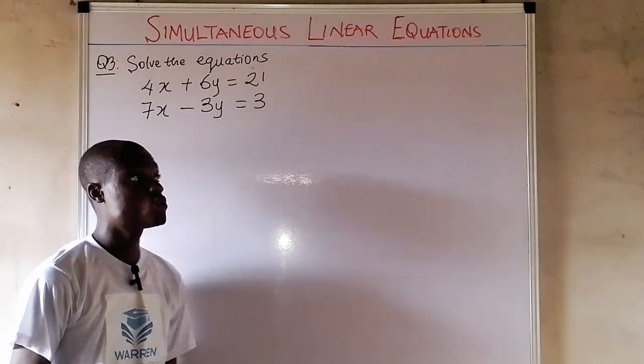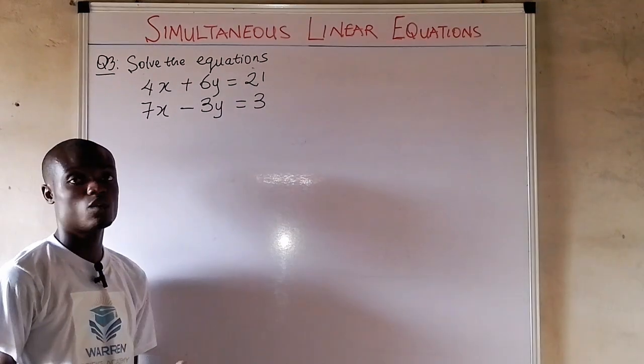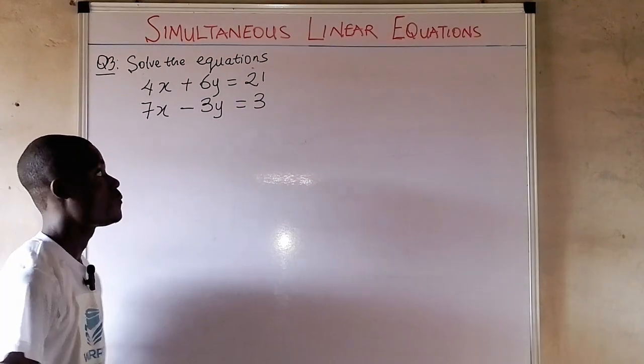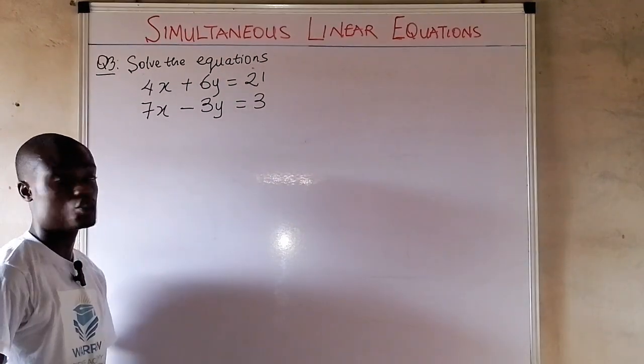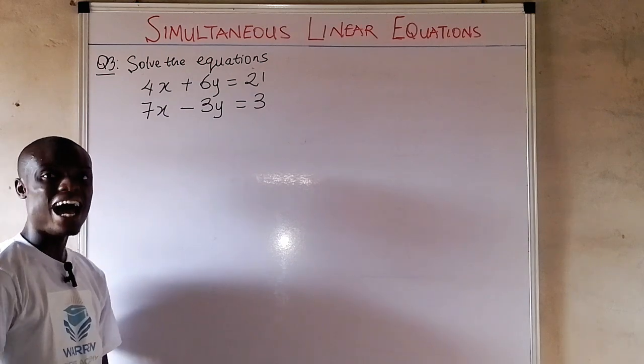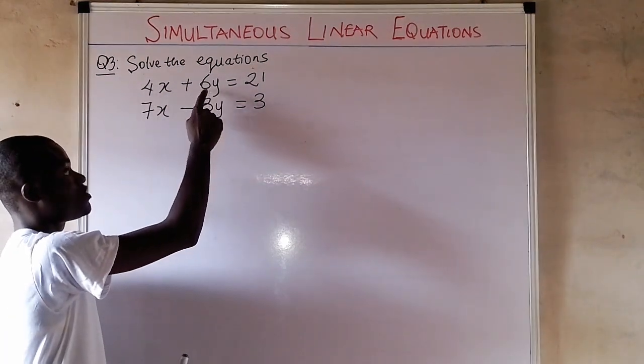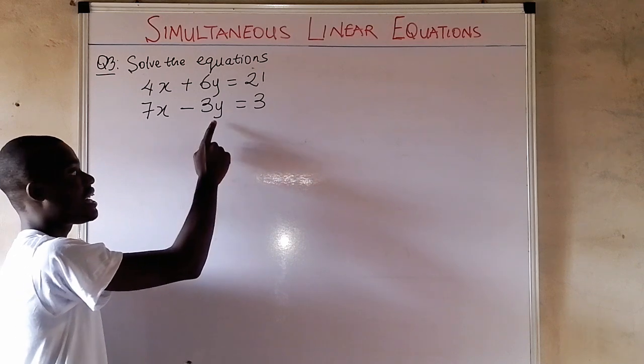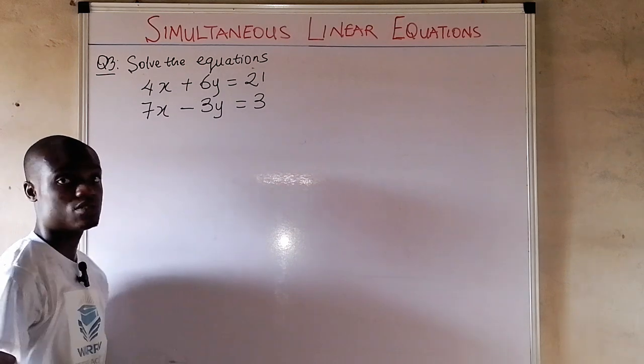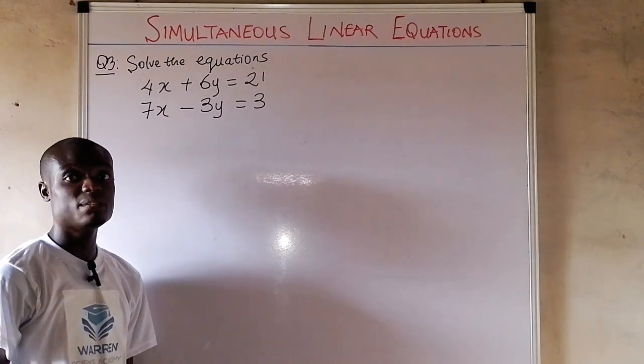In our third question, we have another pair of linear equations which we have to find the unknown. Now, if we take a look at these equations, none of them has a coefficient of 1. In this case, the coefficient is 4. In this case, the coefficient is 6. In this case, the coefficient is 7. And in this case, the coefficient is minus 3. So we can best use the elimination method.